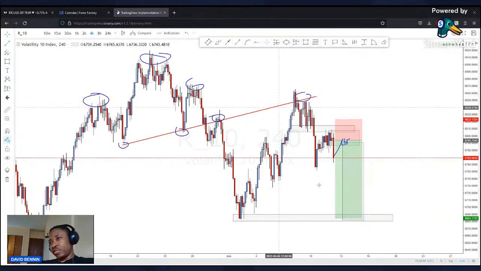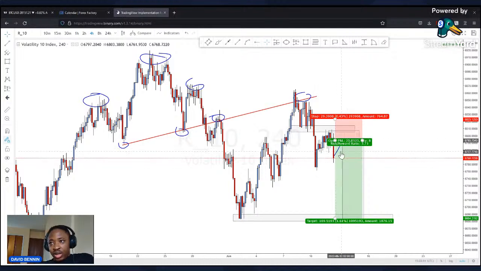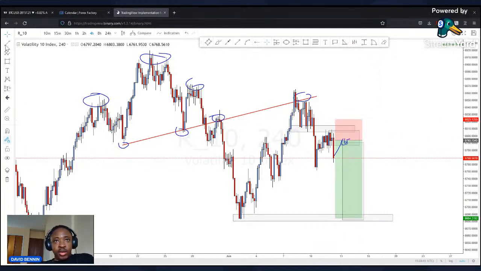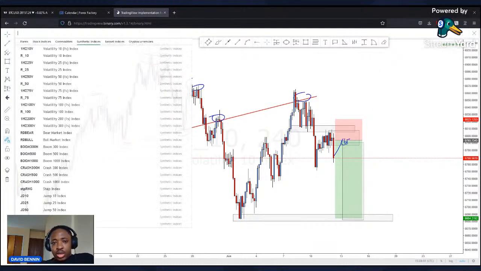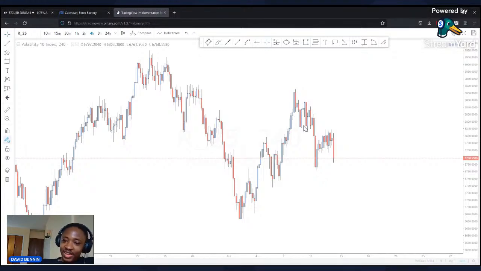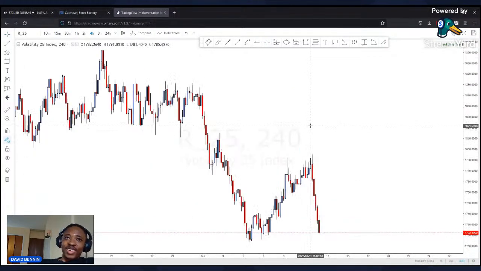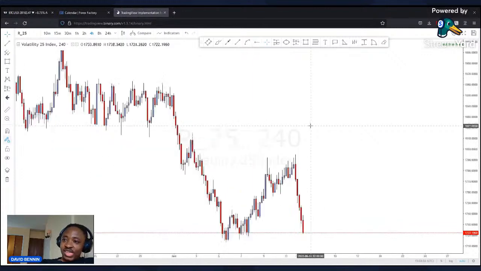Yeah. So this is V10. This looks like a really decent setup, right? So if we get a pullback, you can look to go in here. I've already done 1 hour. Maybe I'll just do, I don't know. When I'm tired, I'll just stop. V25.